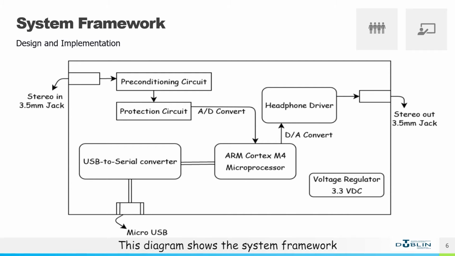This diagram shows the system framework. The audio input first goes through a preconditioning and protection circuit. The processed analog signal will be converted into a digital signal by the built-in ADC later. And a DSP algorithm is then performed to eliminate the high-frequency noise. After that, the audio's digital data will be converted back to analog signals using the built-in DAC and output through a 3.5mm jack after being amplified by the headphone driver.